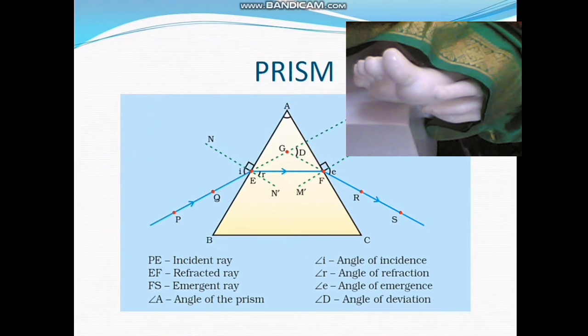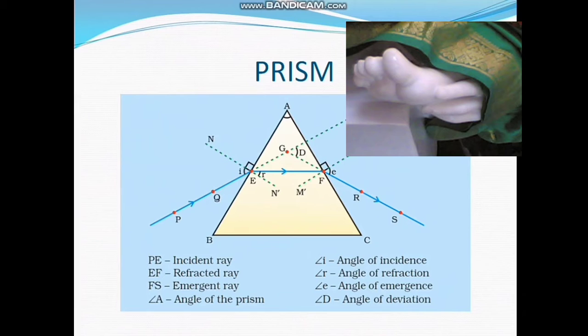Prism is a transparent optical element which refracts light. A triangular glass prism has two triangular bases and three rectangular lateral surfaces. These surfaces are inclined to each other. The angle between two lateral faces is called the angle of prism.